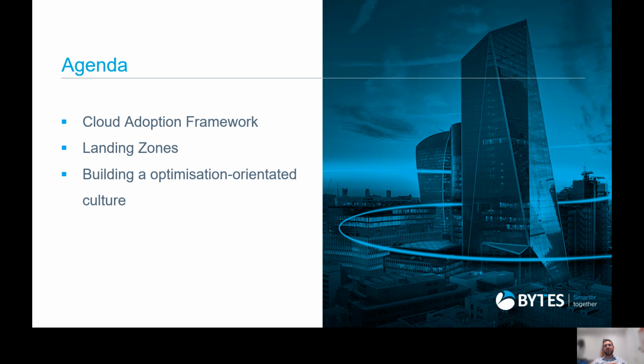Let's take a look at what we're here to talk about today. Number one, the cloud adoption framework and why you should care. Number two, landing zones. What the hell are they? Why you should be building one. And number three, building an optimization orientated culture and looking at some simple tricks that you can use to always be improving once you're in the cloud.